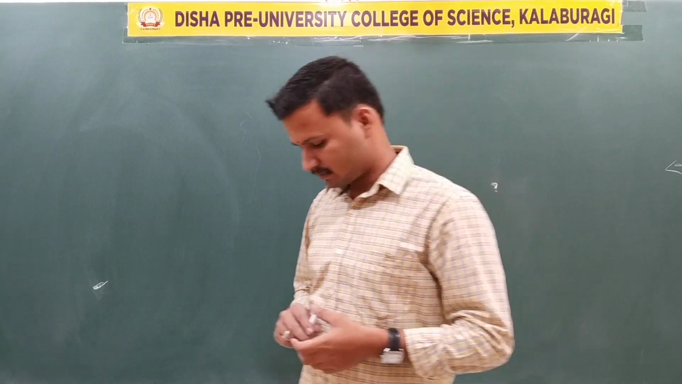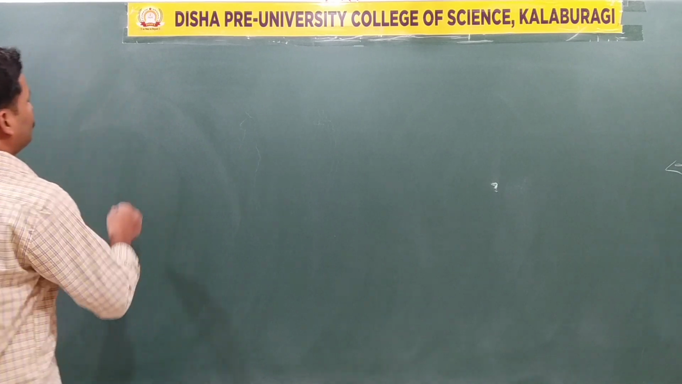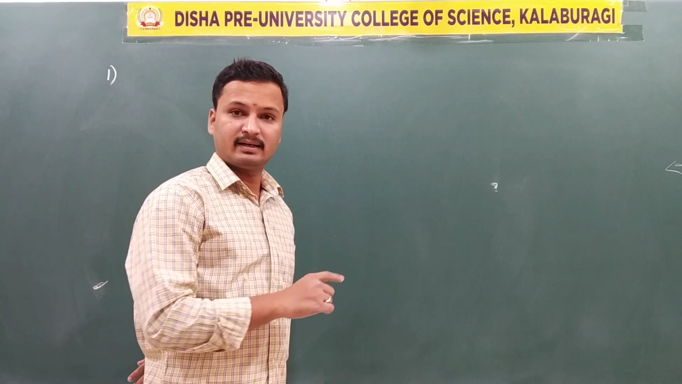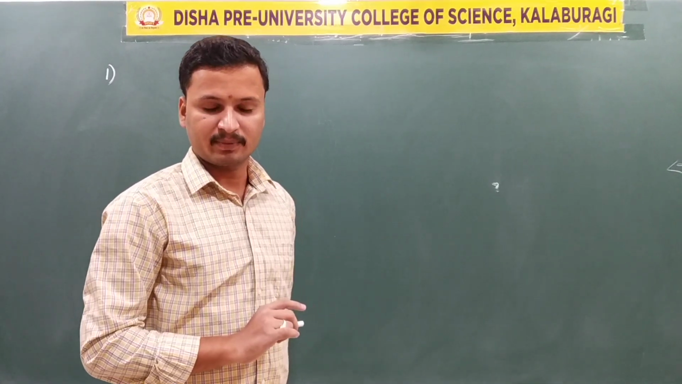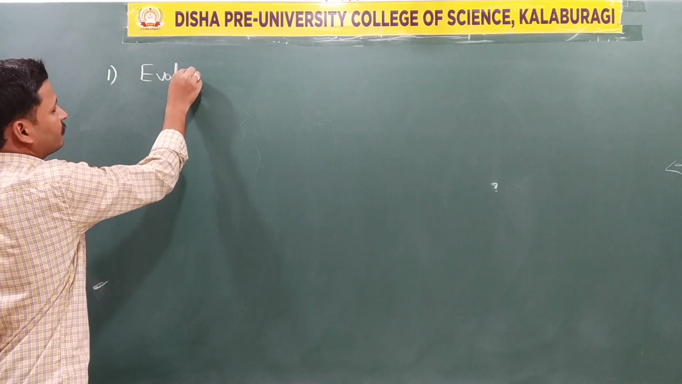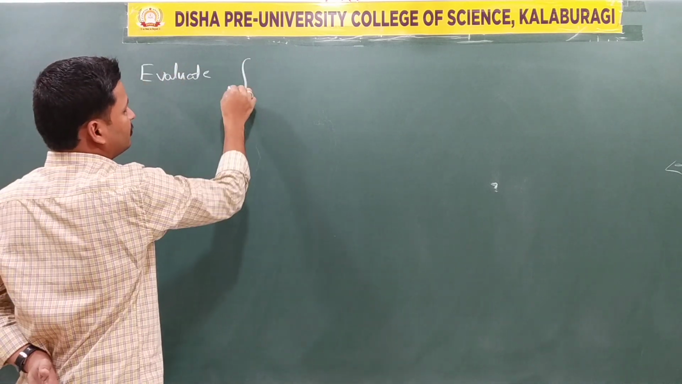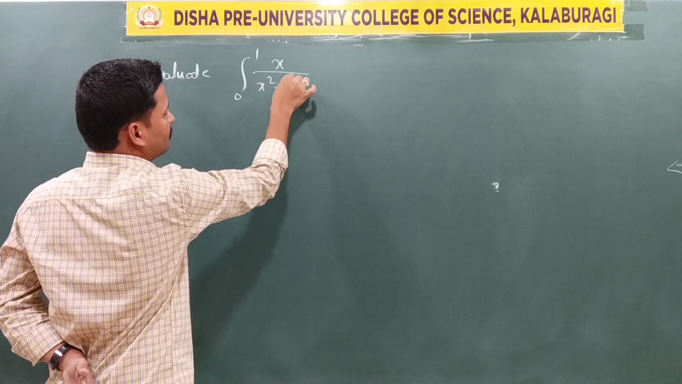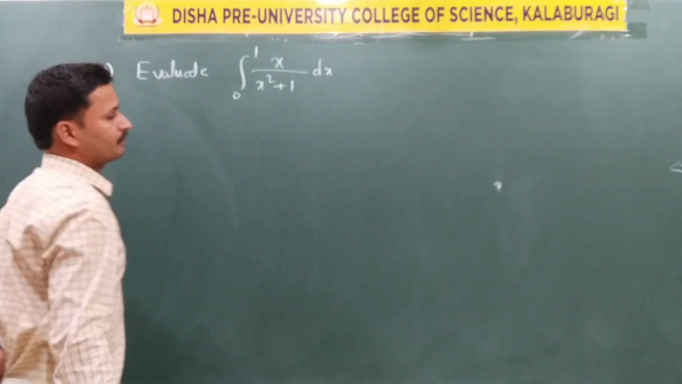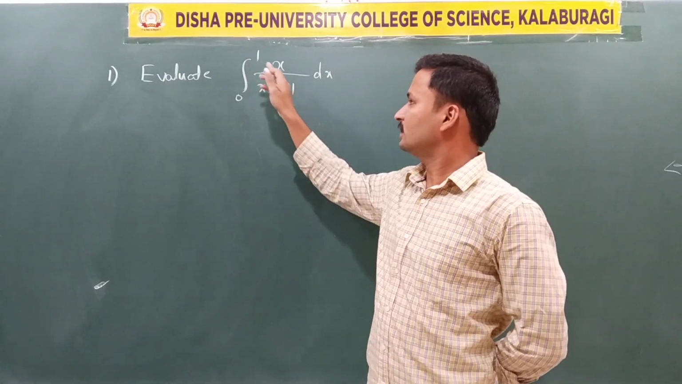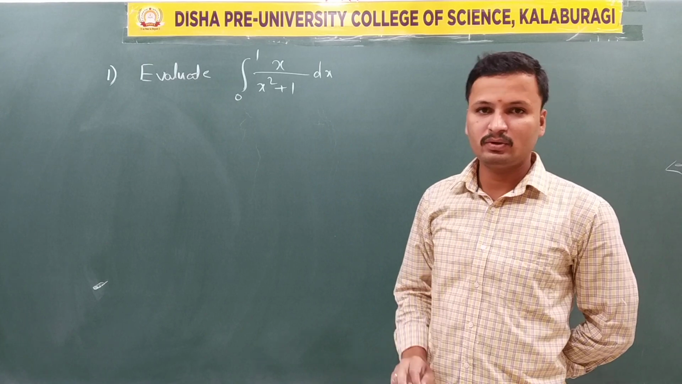Before that, write down the problems, continuing with the previous classes. Write down the first one. Evaluate the integral from 0 to 1 of x divided by x square plus 1 into dx. Okay, evaluate the integral from 0 to 1 of x divided by x square plus 1 into dx.